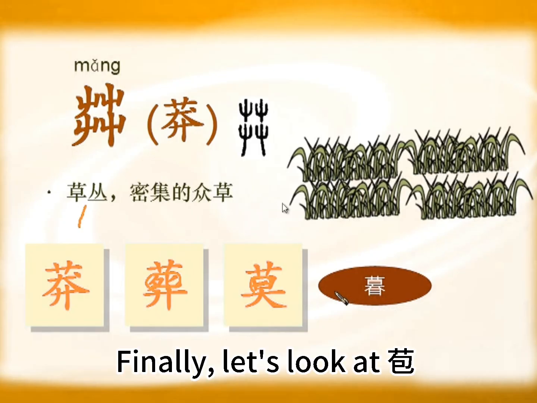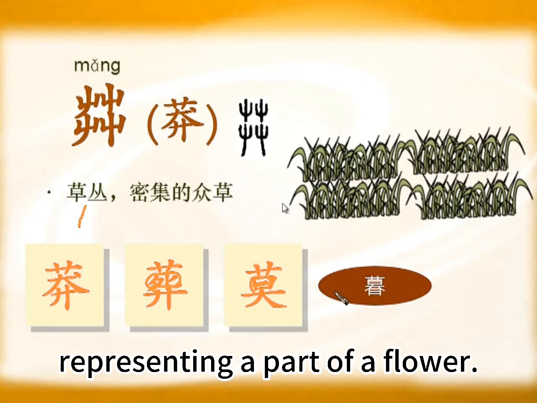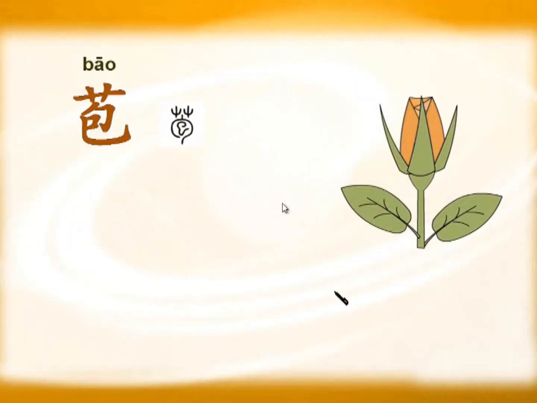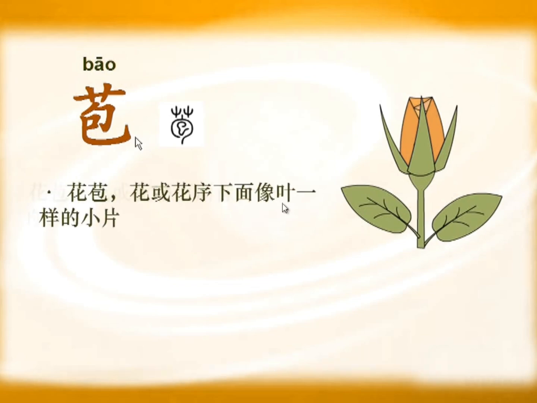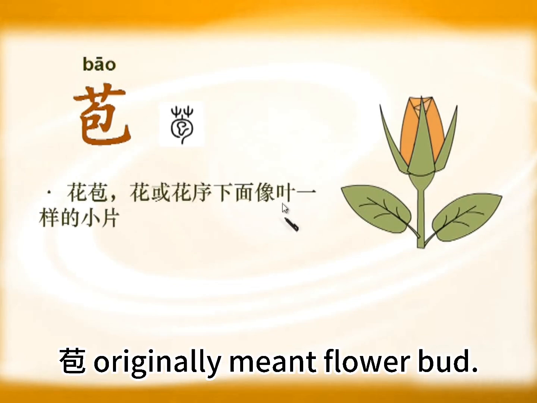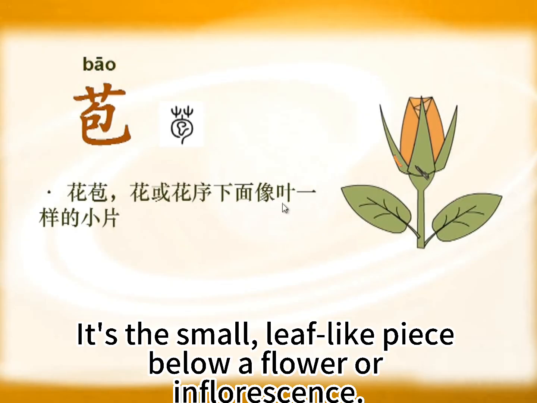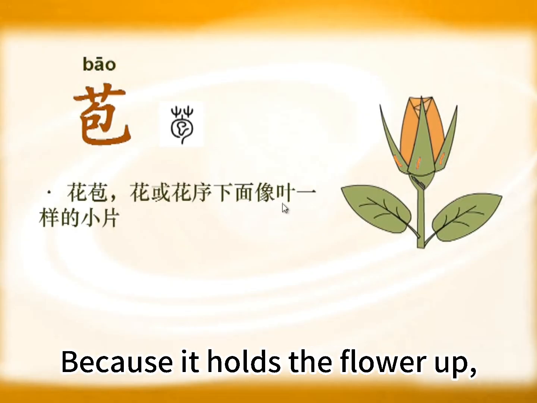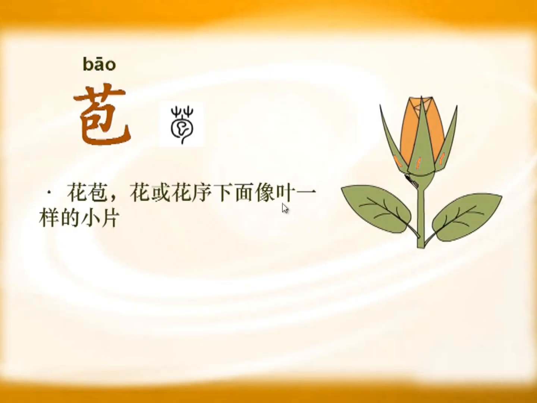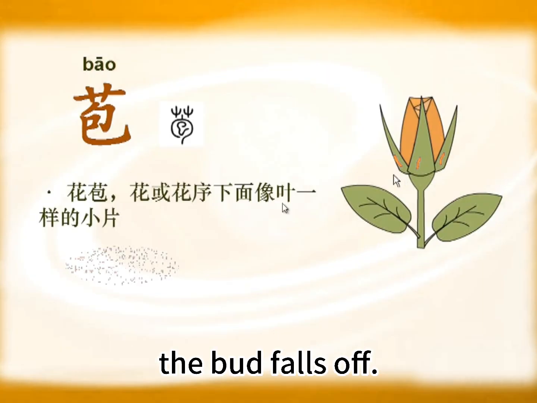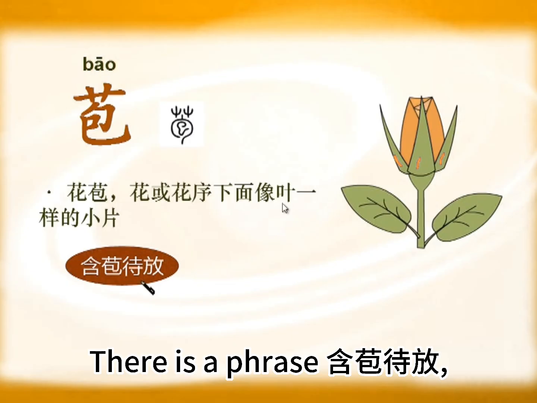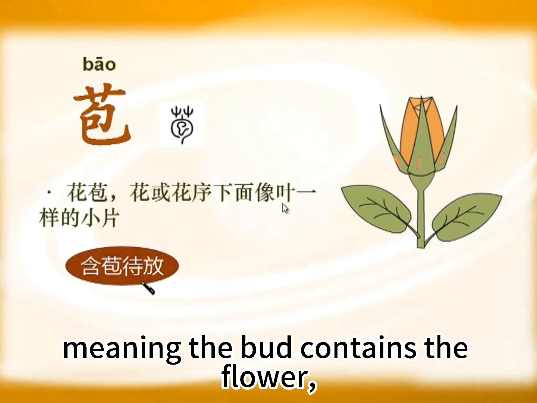Finally, let's look at 苞, representing a part of a flower. 苞 has the grass radical on top, and 包, to wrap, below. 苞 originally meant flower bud. It's the small, leaf-like piece below a flower or inflorescence, because it holds the flower up, as if containing it. 苞 is used to represent it. It wraps the flower. After the flower blooms, the bud falls off. There is a phrase 含苞待放, meaning the bud contains the flower, not yet open.